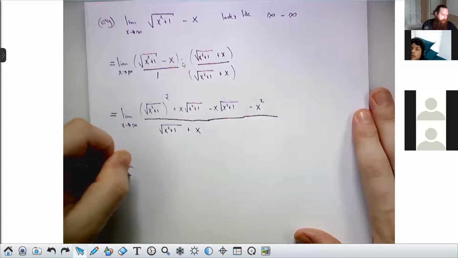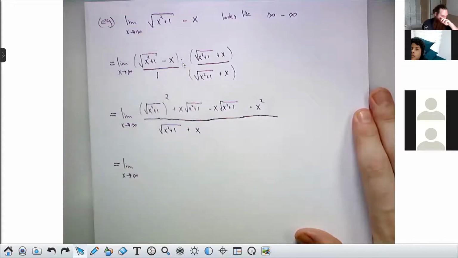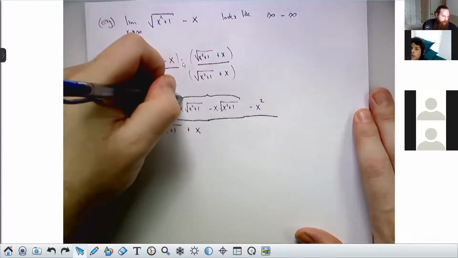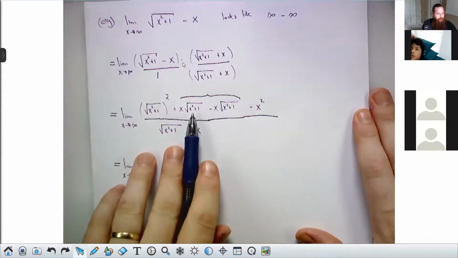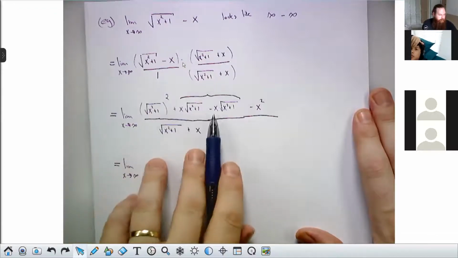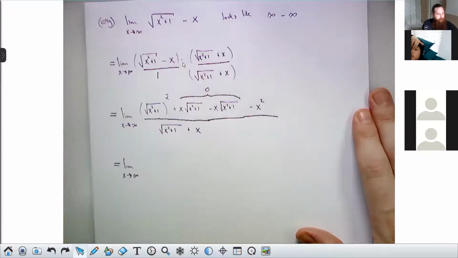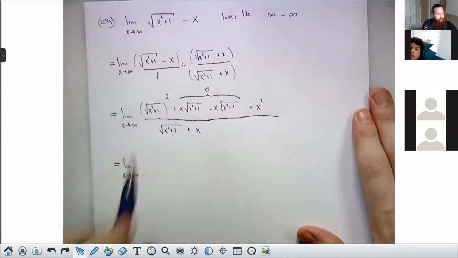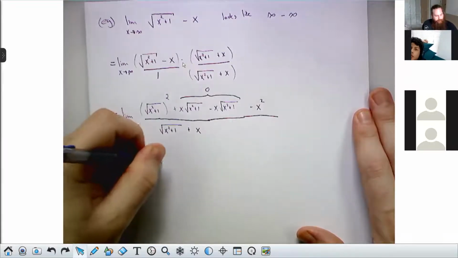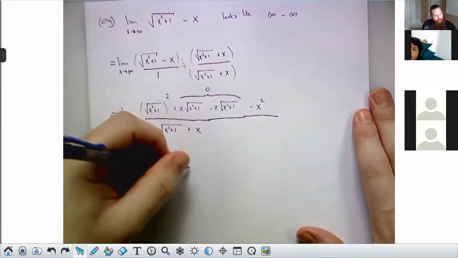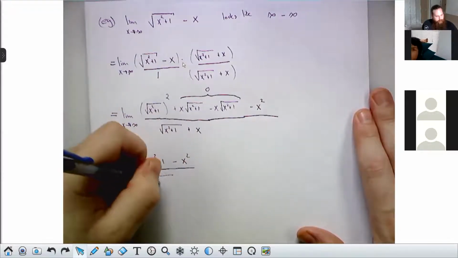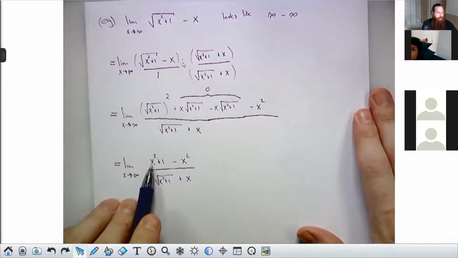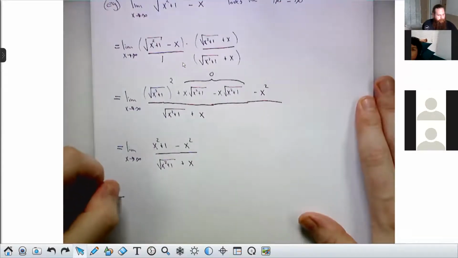So here we are, looks like we are going to get 0 out for this particular one. Because if you add these two, those are like terms, plus x root x squared plus 1, minus x root x squared plus 1, those add up to 0. And the square root of x squared plus 1 all squared is just x squared plus 1. So here we will get this. And the x squared here and the minus x squared here, they eat each other up.